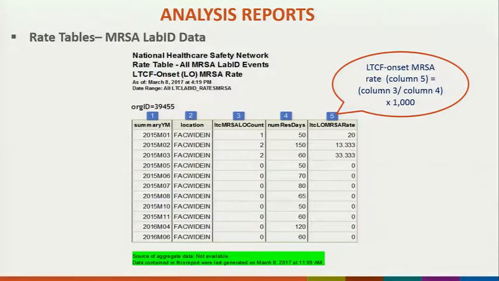Column 3 shows the long-term care onset MRSA count based on the events submitted for each of these months. Column 4 shows your number of resident days. Column 5 shows your long-term care MRSA rate, which is calculated by dividing column 3, your MRSA long-term care onset count, by your number of resident days times 1,000. And the multiplier here that we use, 1,000, makes sure that the rates are standardized so that you can compare your rates from one month to the other, even though your resident days may change from month to month.